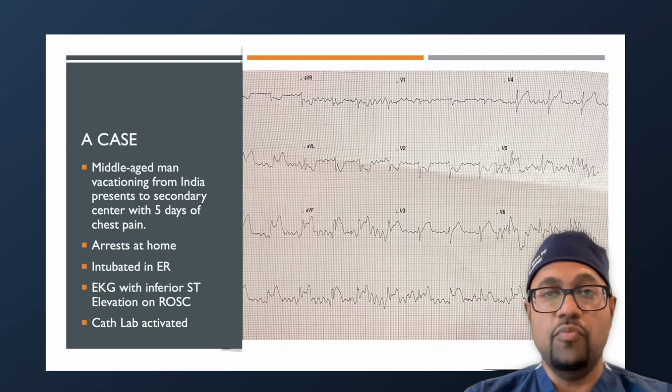So he arrests at home. Fortunately, it was in front of some bystanders who did do CPR, which saved his life. And he was brought to the emergency room and intubated in the emergency room for airway protection. When he got to the emergency room, the family was saying that he was having a lot of chest pain prior to the arrest, so they did an EKG, and this is the EKG that they found.